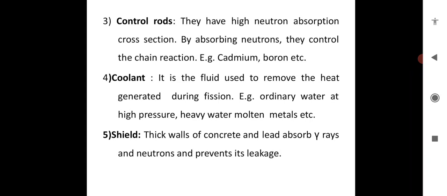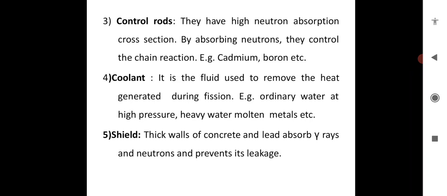The coolant is the fluid used to remove the heat generated during nuclear fission. For example, ordinary water at high pressure, heavy water, molten metals, etc.